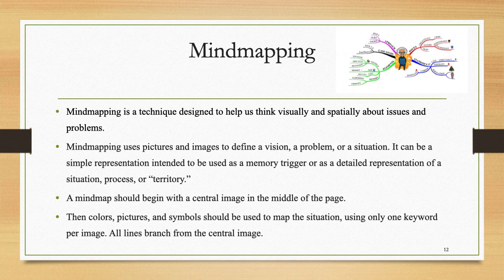It can be a simple representation intended to be used as a memory trigger, or it can be a detailed representation of a process. It should begin with a central image in the middle of the page. Then colors, pictures, and symbols should be used to map the situation using only one keyword per image. All lines branch from the central image.